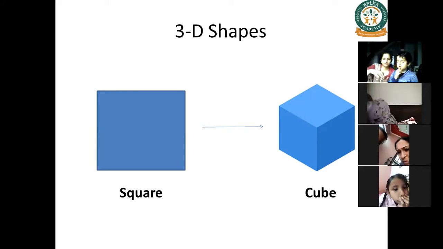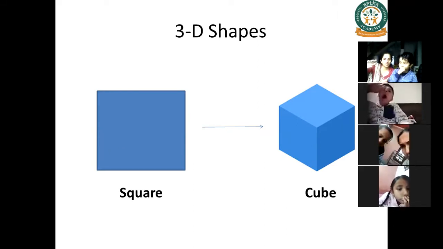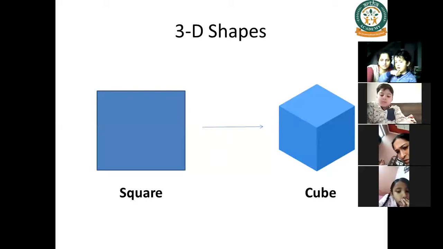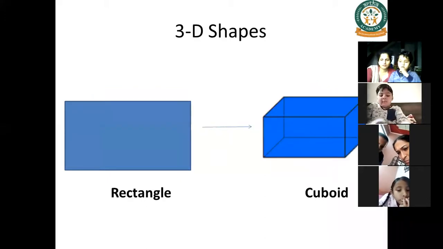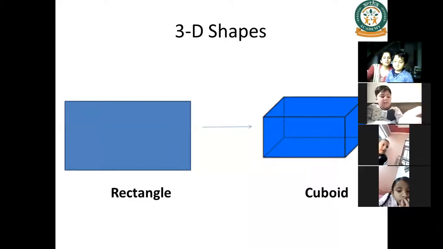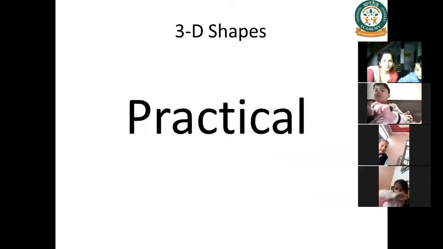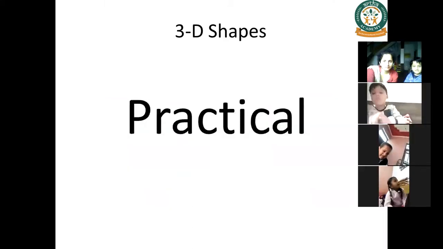जैसे square को अगर हम पेपर से बाहर निकाल दें, तो वो क्या बन जाएगा? Cube. So I will show you some shapes. So rectangle को पेपर से बाहर निकाल दें. If it pops out of the paper, it will become a cuboid. So I will show you practically, and then you will be able to understand it better.